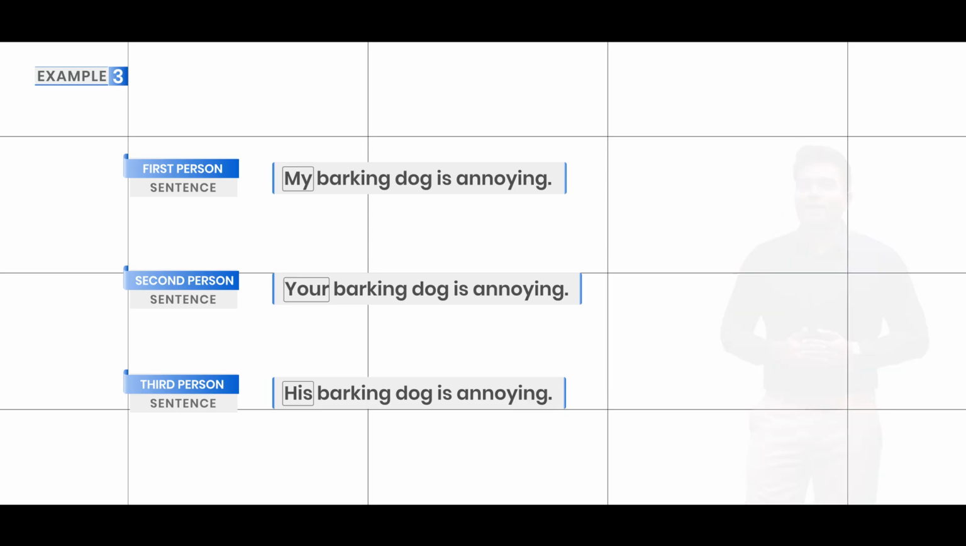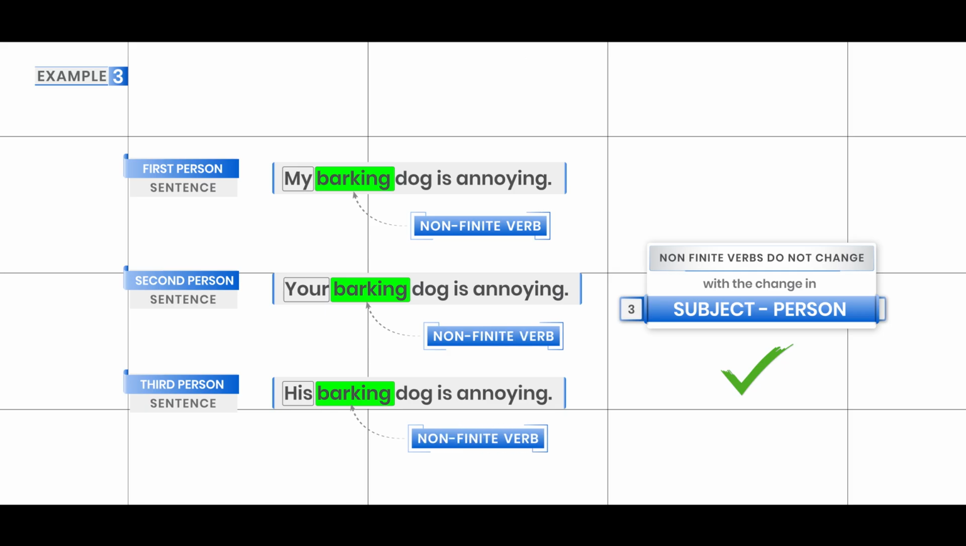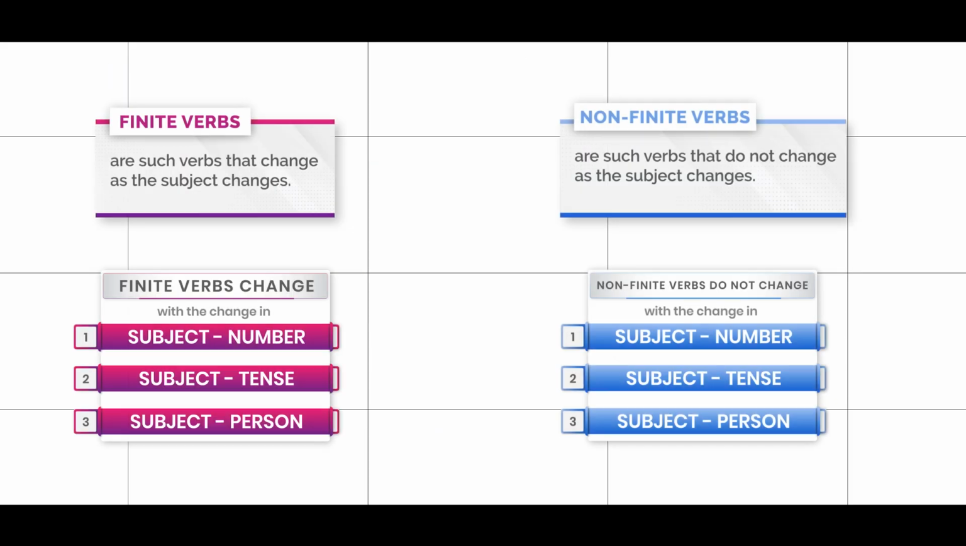But what I really want you to notice is again the verb. The verb barking has not changed, even though the subject person changed from the first to the second to the third, and it is such verbs that do not change when the subject person changes that we refer to as non-finite verbs. So all said and done, I'm sure in this session you have been able to understand that these are the characteristics of the finite verbs and these are the characteristics of the non-finite verbs, and I'm sure now you have been able to completely understand what the finite and the non-finite verbs really are.